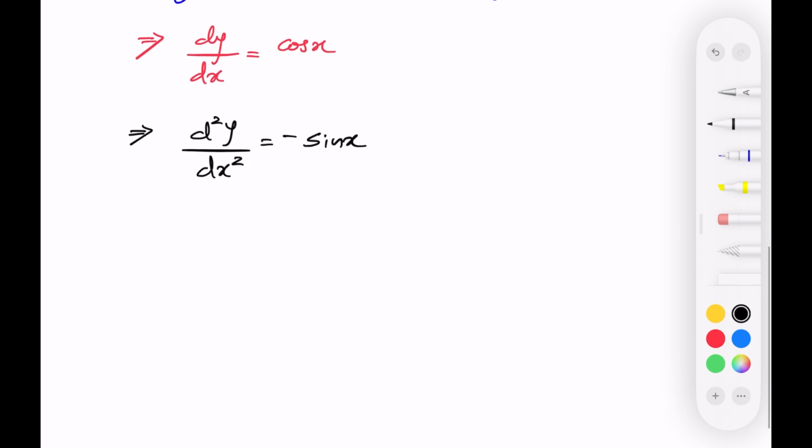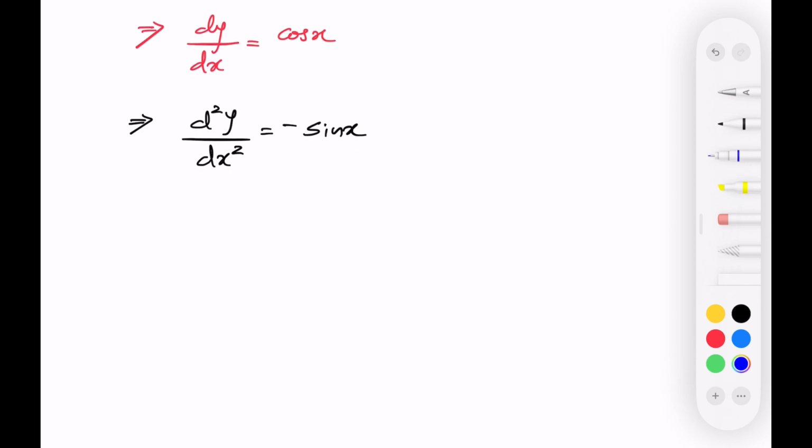By differentiating that second derivative again, we can obtain the third derivative. The third derivative, d cubed y over dx cubed, should be equal to negative times the derivative of sin x. Since the derivative of sin x is equal to cosine x, with the negative symbol right here, we're going to write down the answer as negative cosine x.